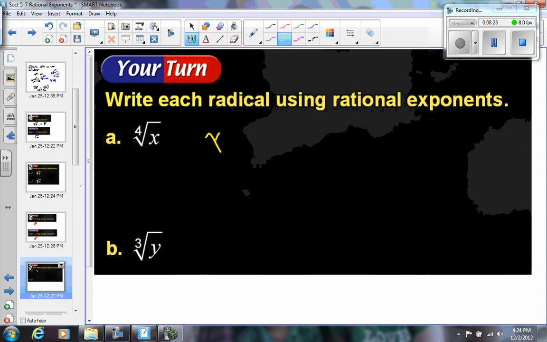So here we get x to the 1/4. Here we get y to the 1/3. Now unfortunately there's not an example on here. What about something like this? Well, if you were writing this as a rational exponent, you would just write x to the 2/3. Power on top, root on the bottom.